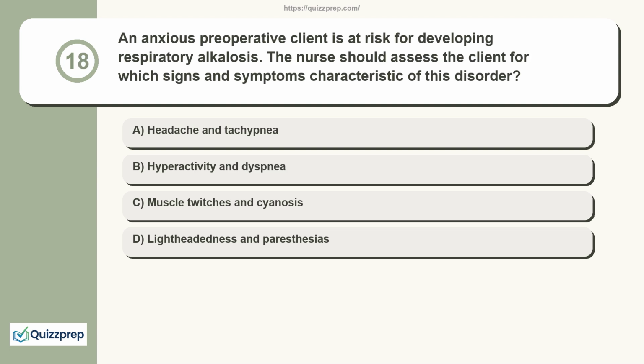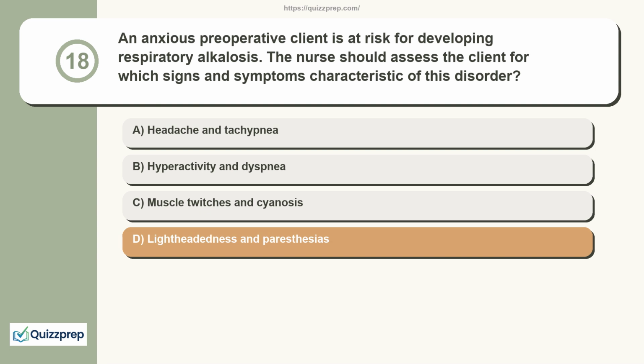Question 18. An anxious preoperative client is at risk for developing respiratory alkalosis. The nurse should assess the client for which signs and symptoms characteristic of this disorder: headache and tachypnea, hyperactivity and dyspnea, muscle twitches and cyanosis, lightheadedness and paresthesias.